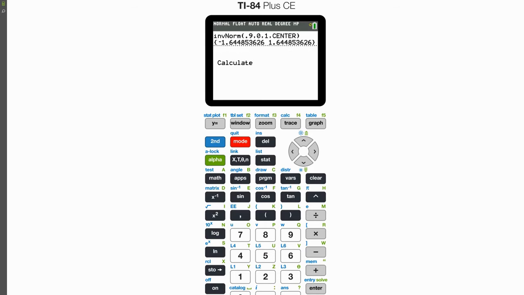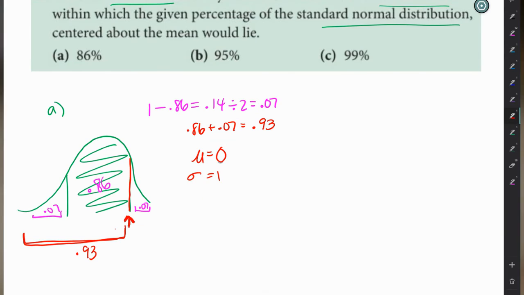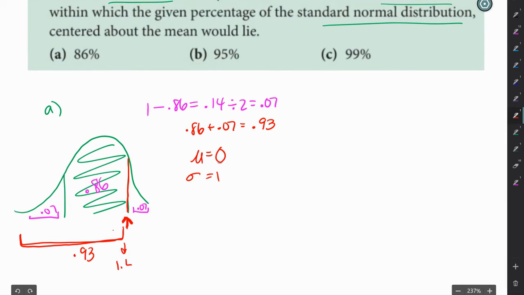Oh, I'm stuck. Hold on. I have to clear all this out. I was stuck inside another operation. So let me try this again. Second vars, option 3 for inverse norm, 0.93, left, paste, enter, and it gives me 1.475. So that rounds to 1.48 on the right, which means this one on the left is negative 1.48. So for 86%, it would be negative 1.48 to positive 1.48.